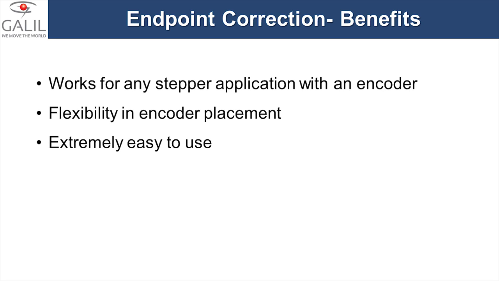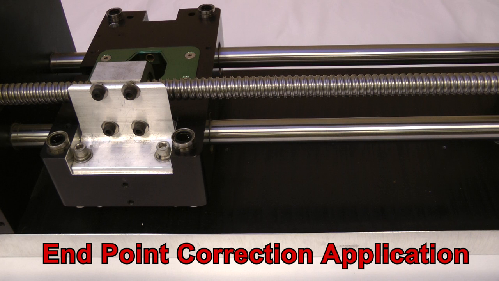To illustrate how this mode works, let's take a look at a stage that has been configured to operate with endpoint correction. For this application, we have a linear stage that is connected to a stepper motor. The motor has a quadrature encoder. We are going to have the stage perform a series of moves. Due to the friction of the stage, the motor does not reach the commanded position of each move.